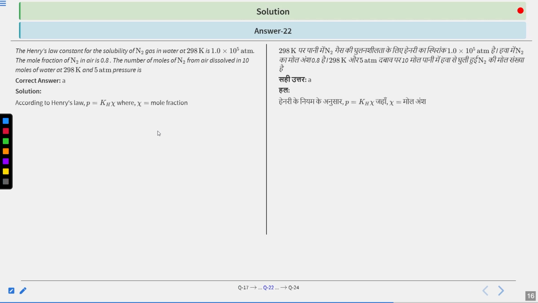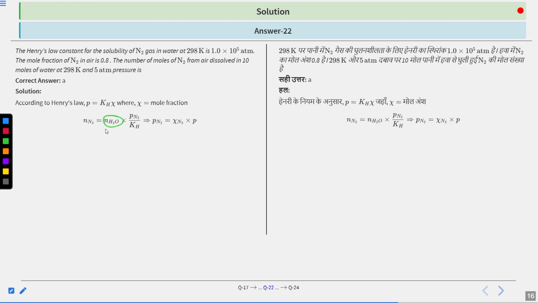According to Henry's law, we know that Kh into chi is the pressure of the given substance, where Kh is the Henry constant. Now, the number of moles of N2 is equal to the number of moles of H2O multiplied by the pressure of N2 divided by Kh. How have we written this? We have neglected the number of moles of N2 with respect to H2O, so we have written this multiplied by pressure.